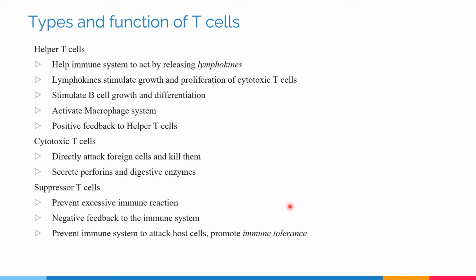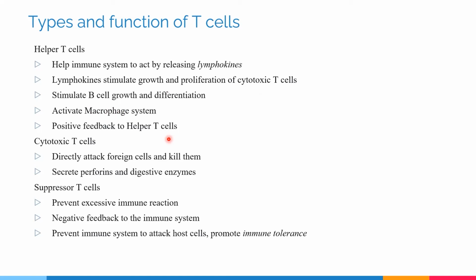So we look into the types and functions of various T cells. The first type of T cell is the helper T cell, which helps the immune system, as the name suggests, by releasing lymphokines. So what are lymphokines? Lymphokines stimulate the growth and proliferation of various cytotoxic T cells. They also stimulate the B cell growth and differentiation, activate the macrophage system, and provide positive feedback to helper T cells to produce more helper T cells.